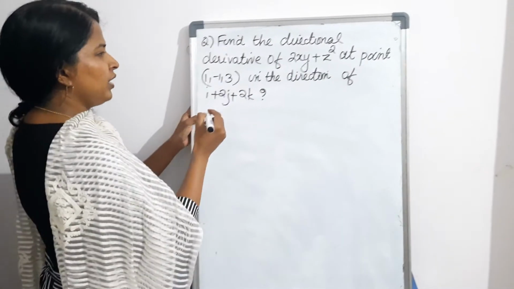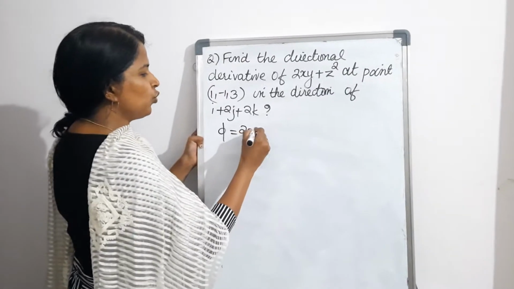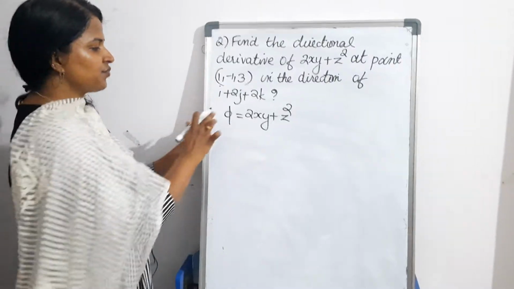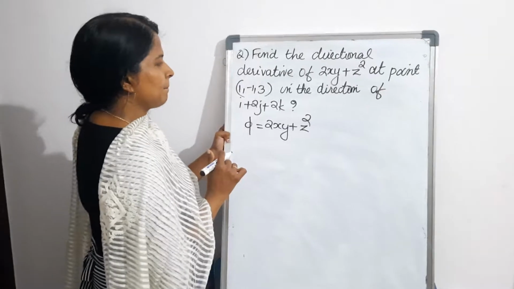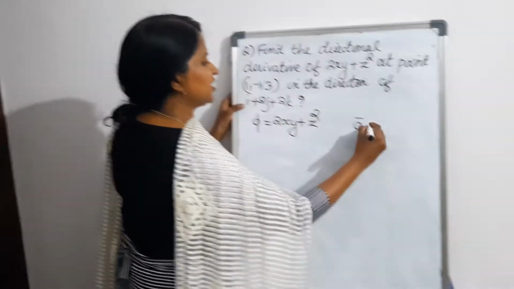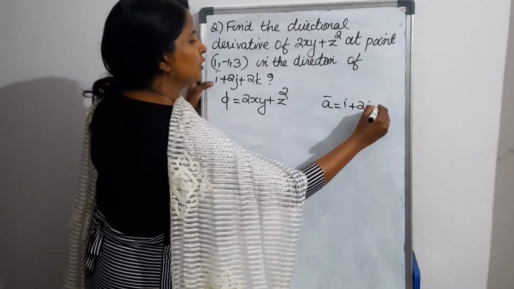Let phi be given. Phi is equal to 2xy plus z square. This is phi. Then here this is the given vector, which is denoted as A. The given vector is i plus 2j plus 2k.